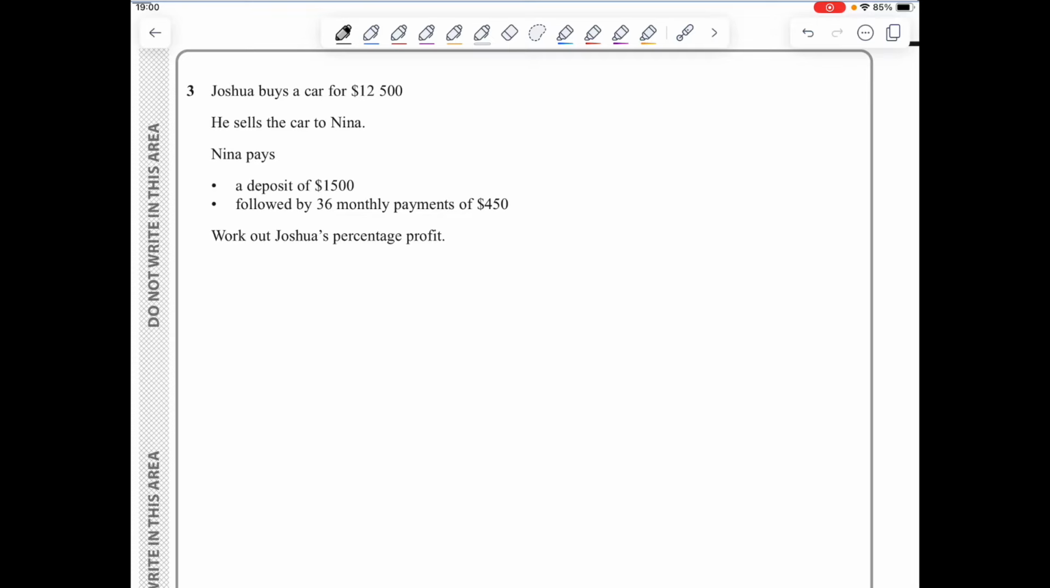For question 3, I'll start by calculating the amount that Joshua received from Nina, and that's the initial deposit of 1,500 plus 36 payments of 450, which comes out to be 17,700. Then I'm going to use the formula for the percentage increase, which is the following.